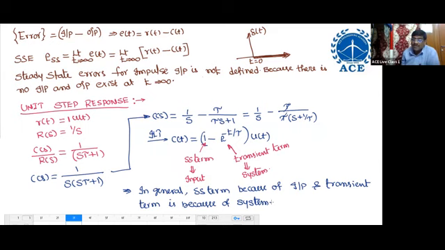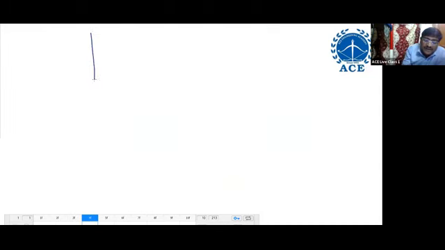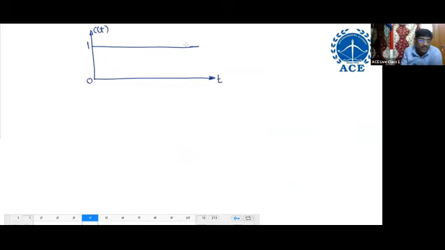Okay, so now draw the response for 1 minus e power minus t by tau. If you draw the response, what will I get? This is t, this is c of t. This is 1, the input, the unit step input. Now draw the output.